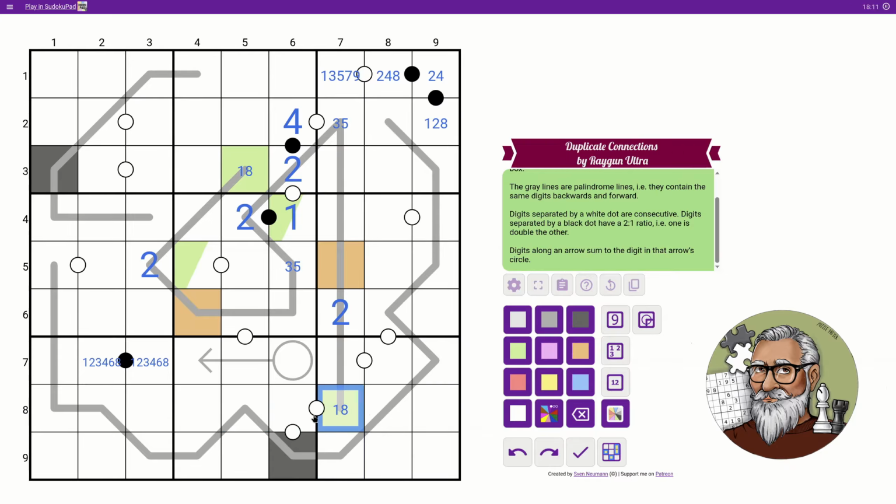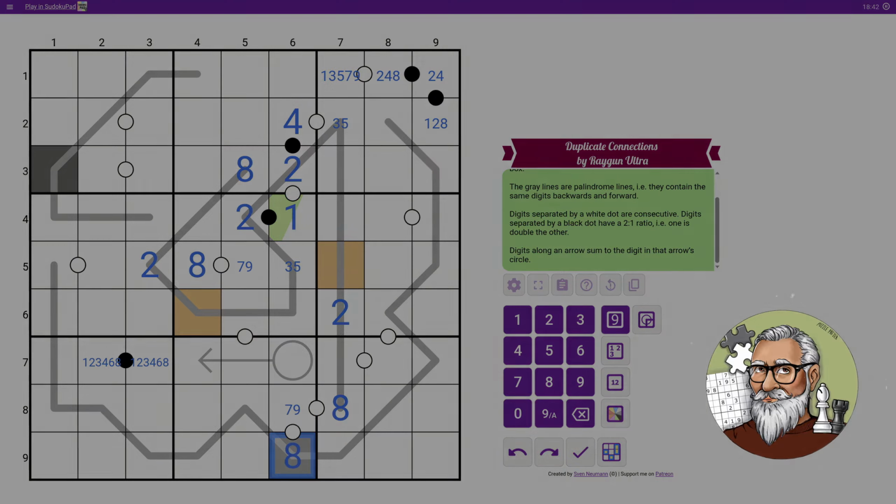Oh, but this one can't be 1 because this would be 2. That has been there for ages and I just didn't look at that, did I? So these are 8. Which means that this one has to be there as an 8. And this would be 7 or 9. And that is 7 or 9 again. And that is an 8.